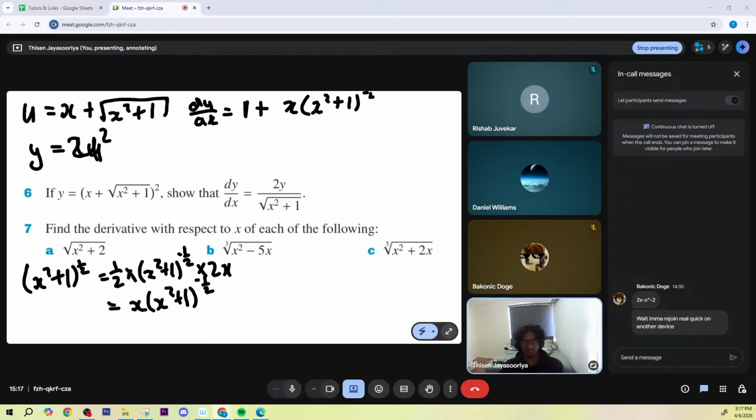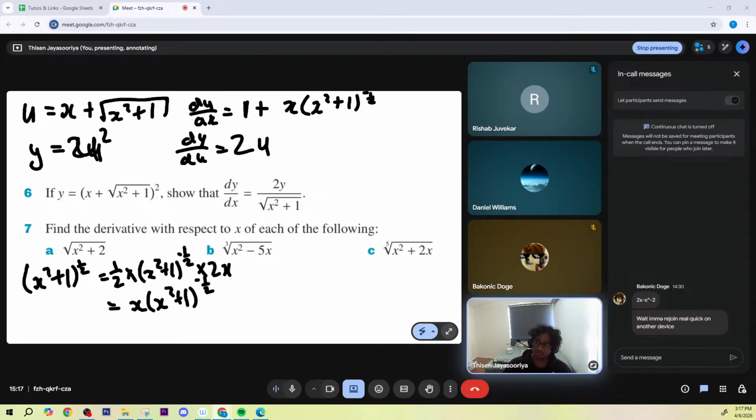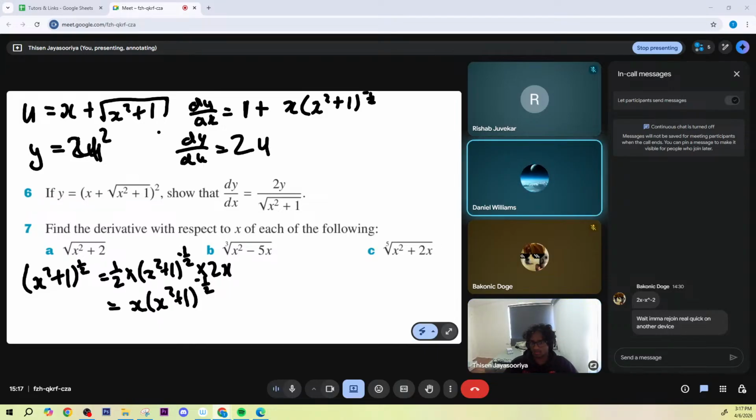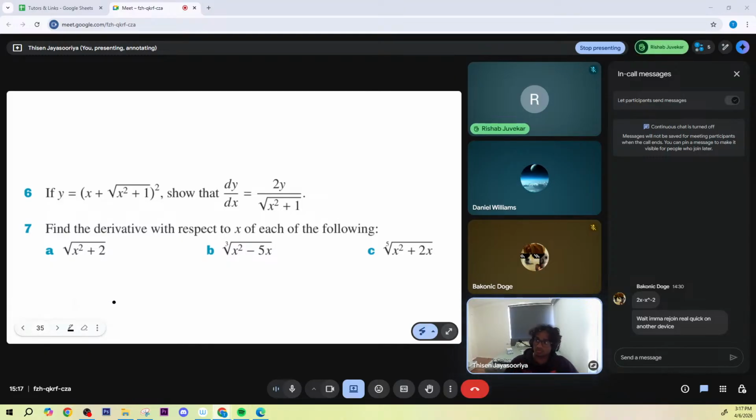And then we know that dy/du equals 2u. Then we multiply those two together and do some algebraic manipulation to make them the same. Any questions about that? So here, you need to remember, I'm mixing the chain rule and the quotient rule.